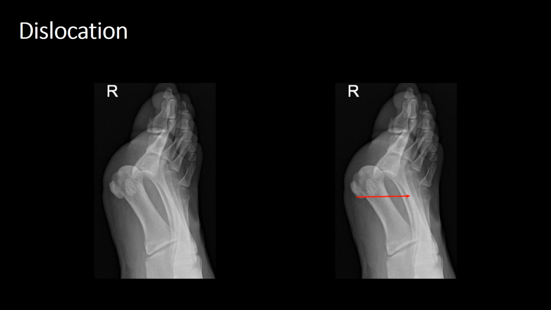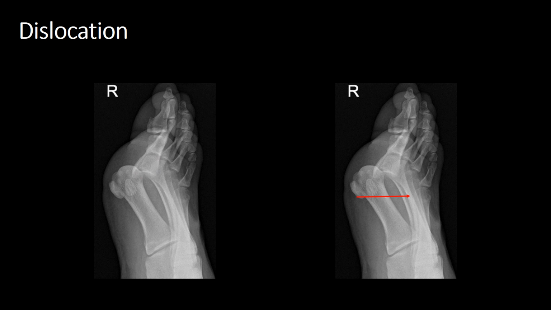And now here on the lateral view, we can clearly see that the proximal phalanx of the right great toe has dislocated dorsally. Remember that the bottom of the foot is the plantar aspect, and here we can see that the proximal phalanx has displaced dorsally.